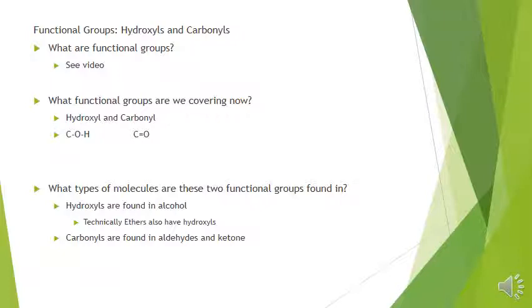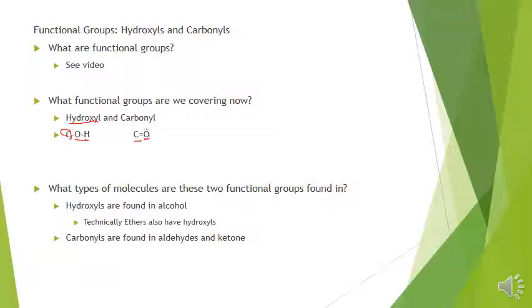One is a hydroxyl, and that's when you have a carbon with an OH attached to it. I'm leaving the lone pairs off of oxygen. A carbonyl is where you have a carbon that belongs to your carbon chain that has a double bond oxygen attached to it. Again, I'm leaving off the lone pairs.